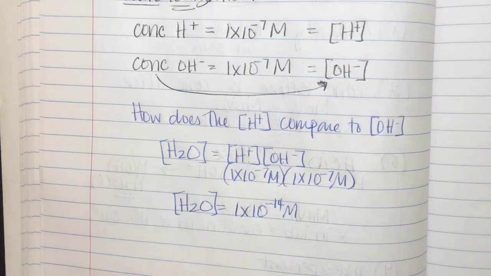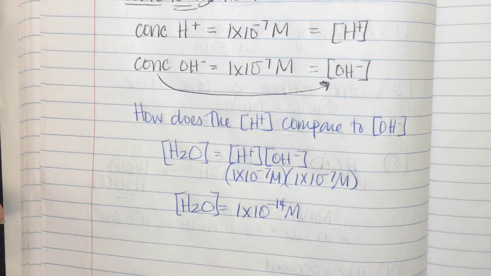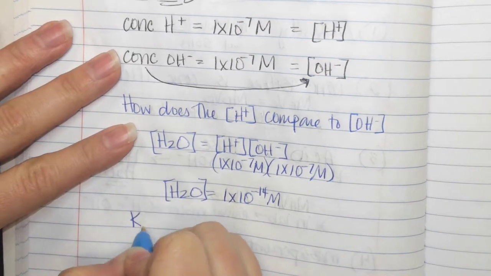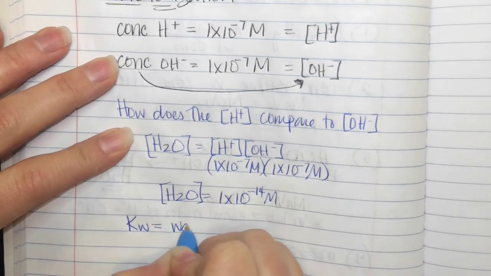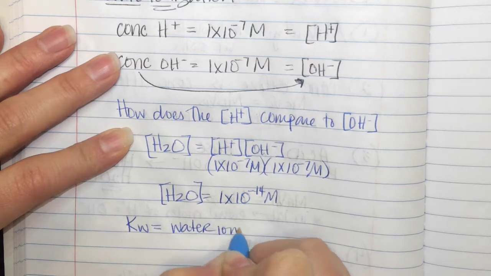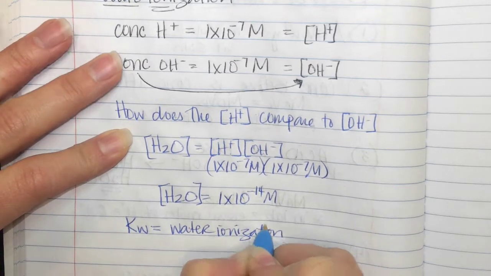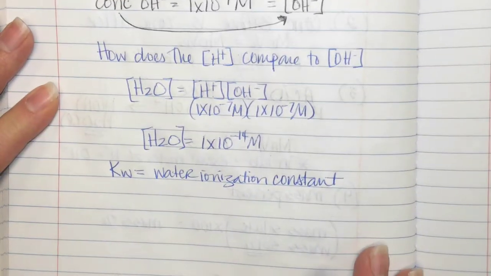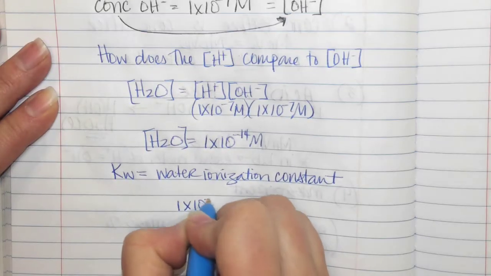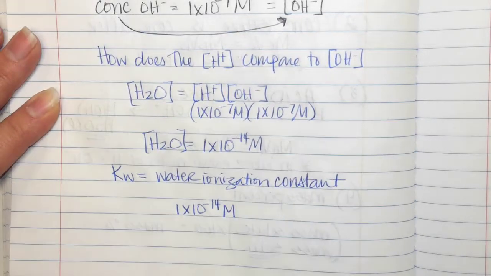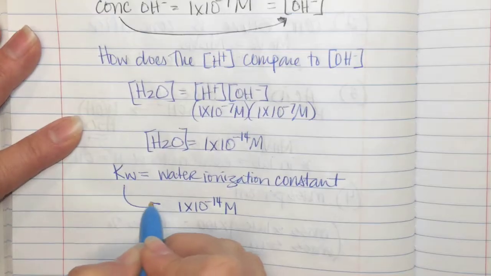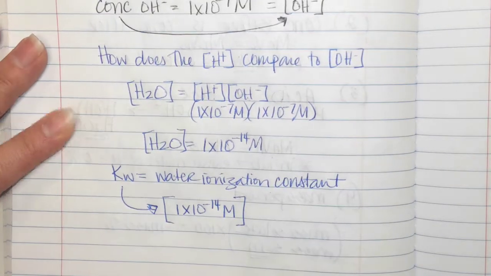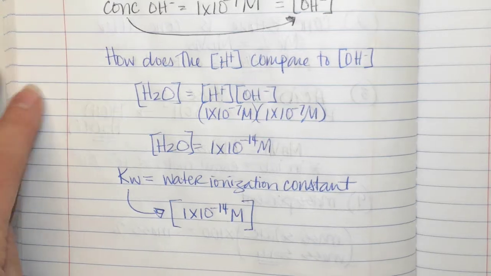And because it's a constant, we give it a little symbol, and we say this is the water constant. And why they chose a K, I don't know. But this is KW, which is the water ionization constant. And it is equal to 1 times 10 to the minus 14th molar. It's a measurement of how water breaks apart.